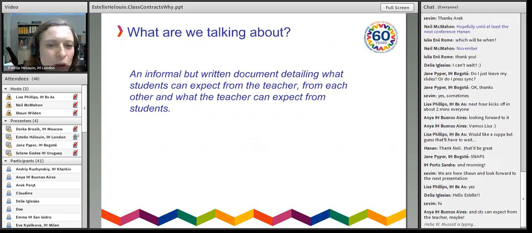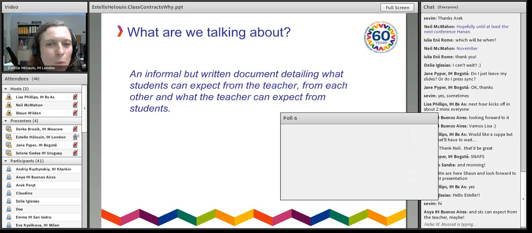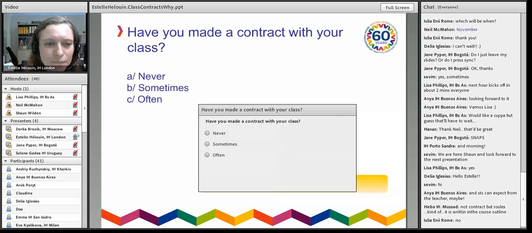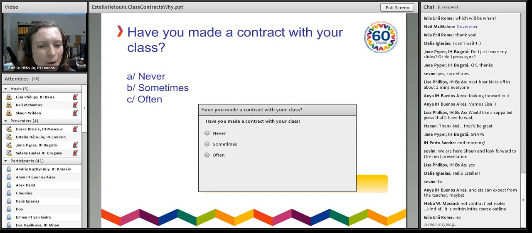Okay, so before starting to talk about class contracts, I just wanted to make sure that we all understand what we mean by class contracts. So I made a little definition that you can read. Okay, so why am I talking about class contracts?